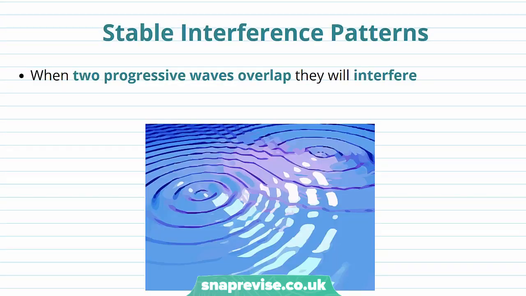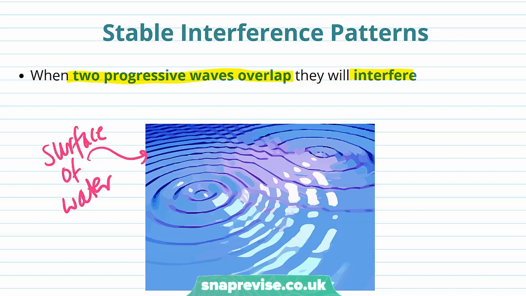Now that we understand what it means to have two coherent waves, we're going to see how coherent waves can produce stable interference patterns. When two progressive waves overlap, they will interfere. For example, we can consider water ripples on the surface of water. That's what we've got here. Here we've got our water ripples, which are waves produced on the water surface.